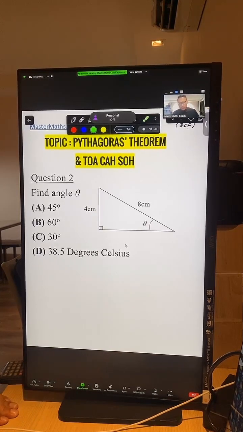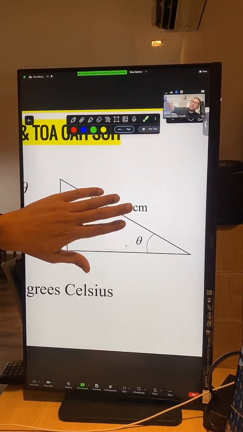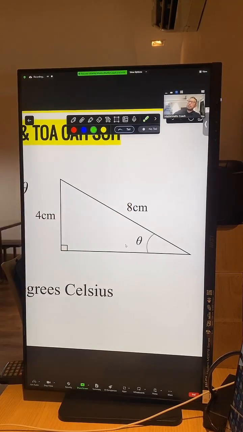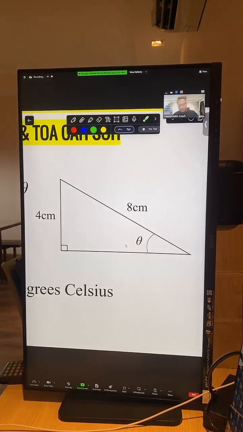Now in this question, they tell you that this is 4 cm, this is 8 cm. Now obviously you know that if you use Pythagoras theorem, you can find the length of the base of the triangle. But you're not asked to find this length. You are asked to find this angle. So to find angle, we don't use Pythagoras theorem. We use our trigonometric ratio. But the question here is, which trigonometric function do we use?